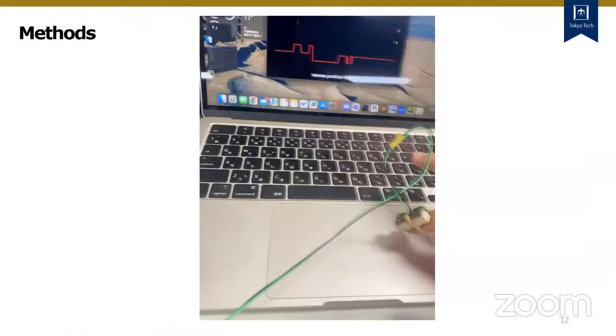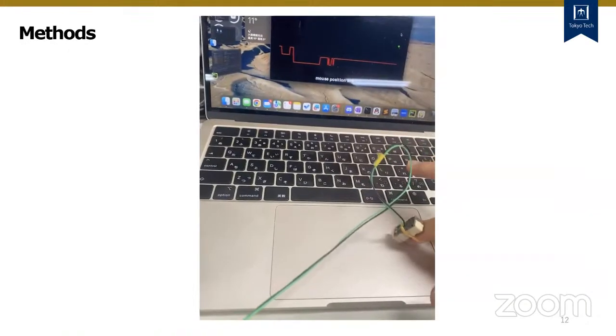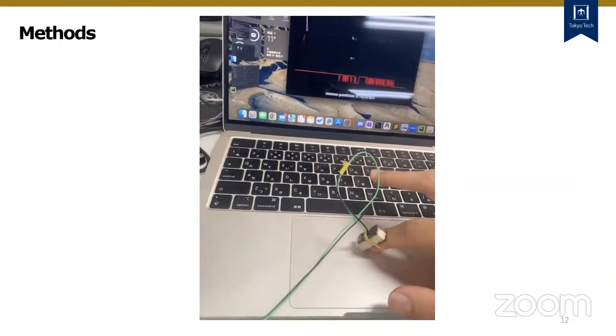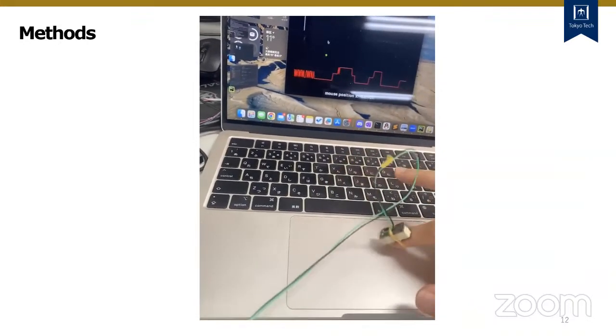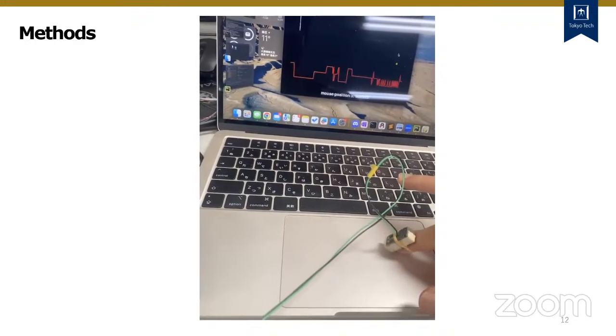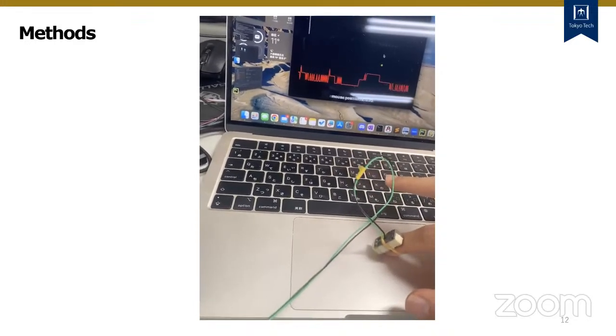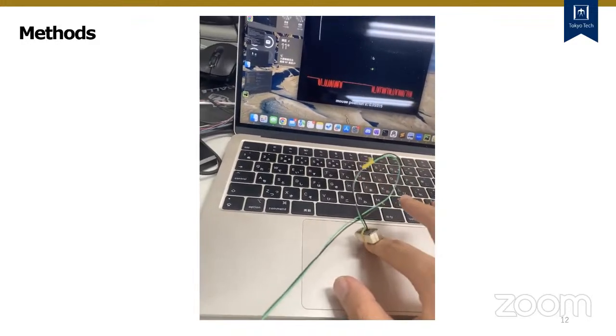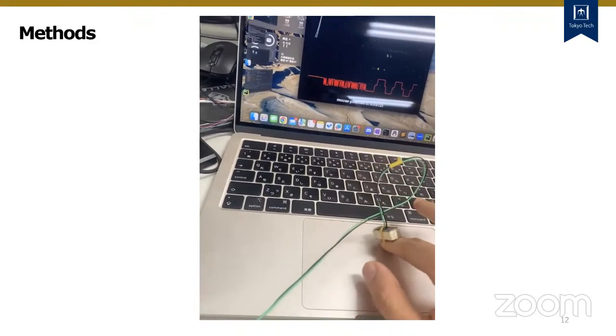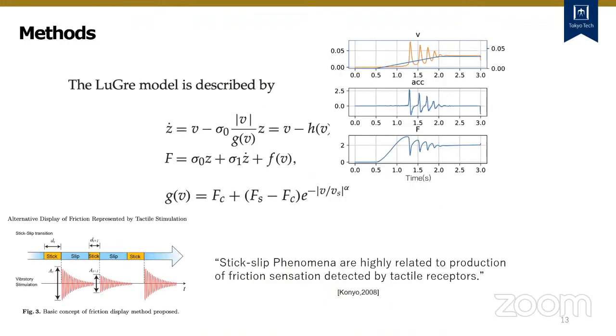So this is also the experiment. I have tried using the vibration motor on the fingertip, and I can feel such sensations. But this time, it's only one dimension. In the future, we will improve the algorithm. Next time, we plan to implement a time-variant LuGre model. The LuGre model is an improvement of the Dahl model, so we can achieve more realistic haptic rendering. That's the next step.